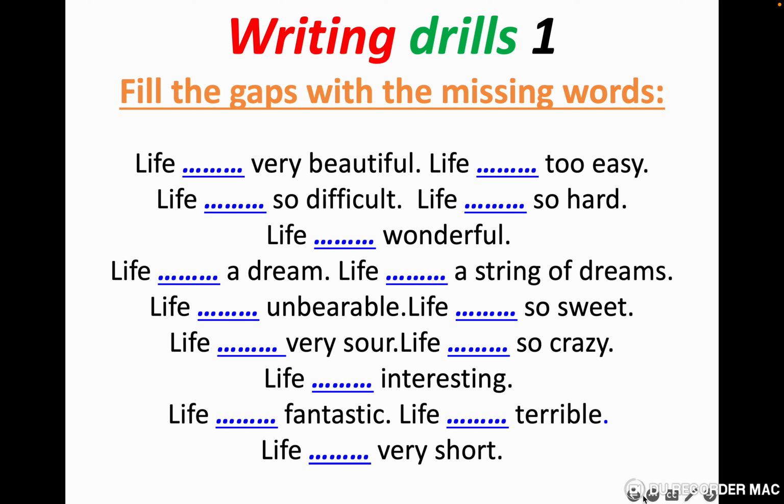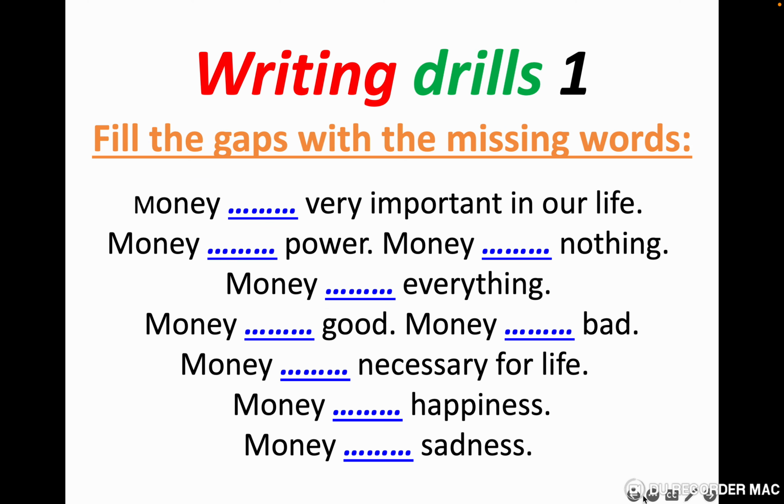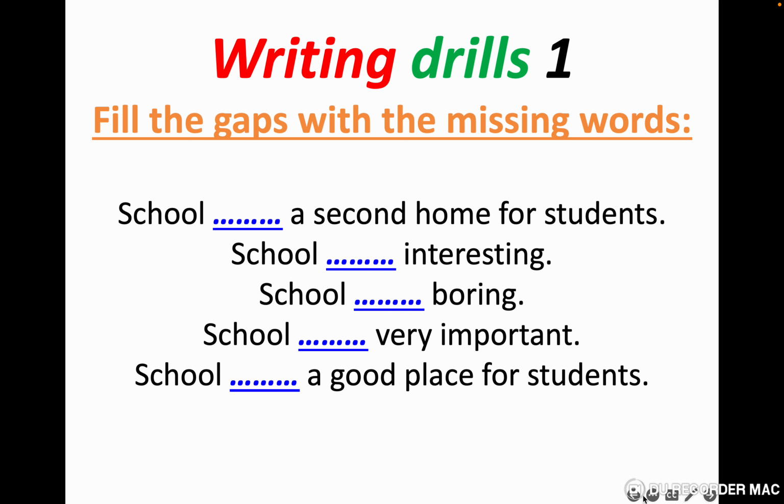Oh my God, we come back. So here we go, forward and not backward. School is a second home for students. School is interesting. School is boring. School is very important. School is a good place for students. So the missing word is very easy. Write them on the paper and go to the next slide.